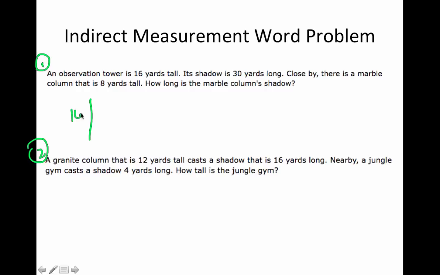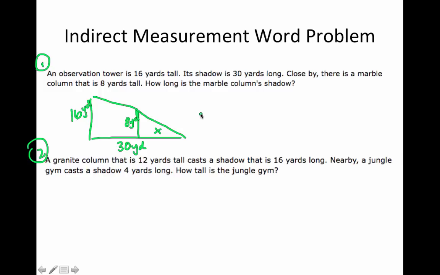So here's my observation tower, 16 yards. Its shadow is 30 yards. And then close by, we have this marble column that's 8 yards. We're going to nest those two triangles together. And we want to find out how long its shadow is, x. And so we know that these two triangles are similar. The small one and the big one are similar.